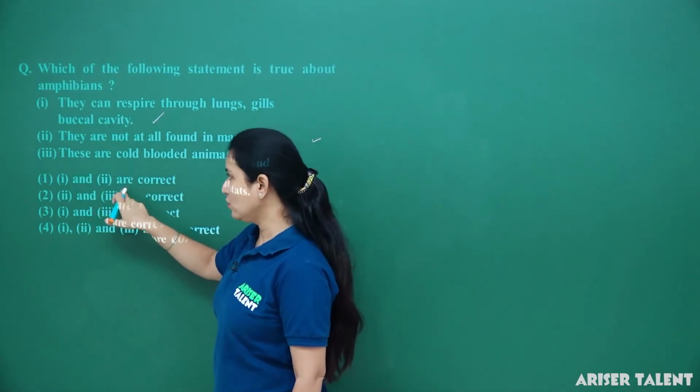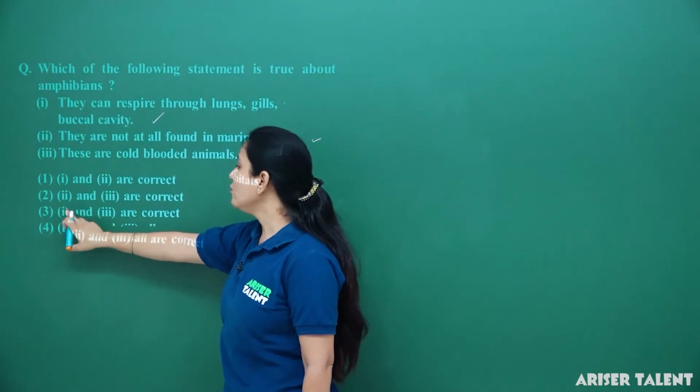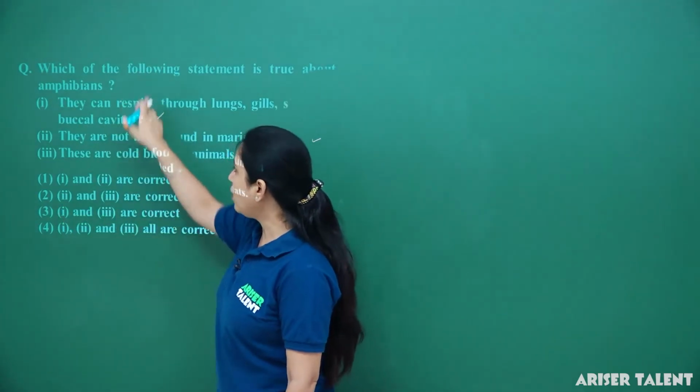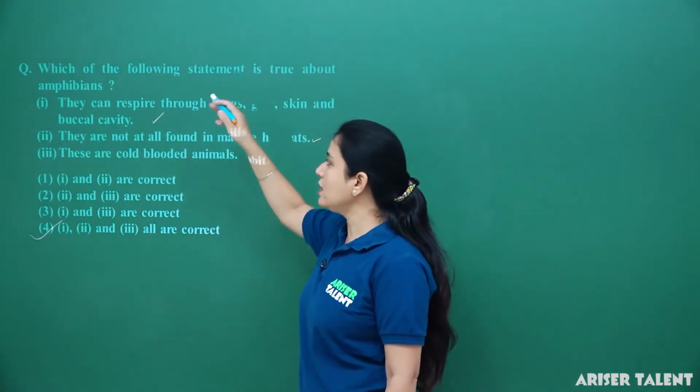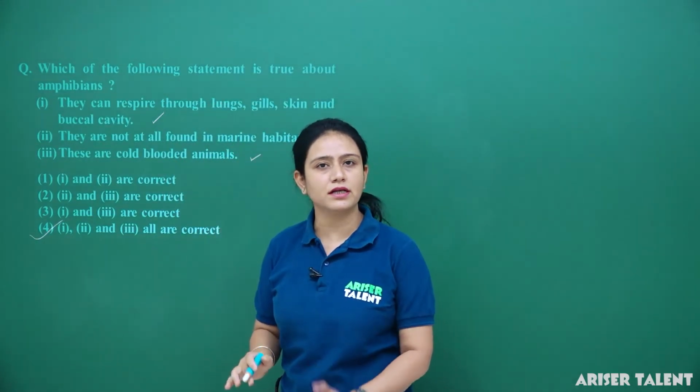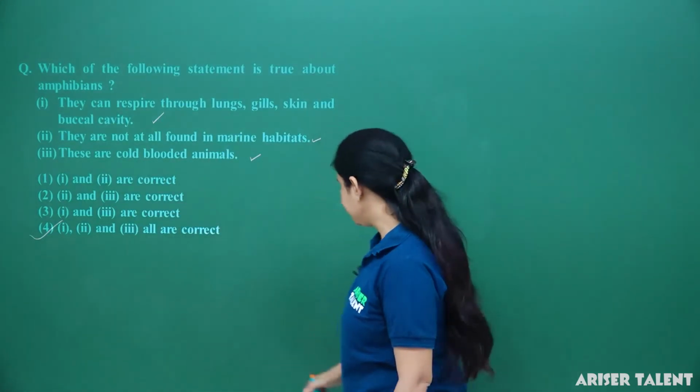1 and 2 are correct? No. Third is also correct. Second and third are correct? No. 1 is also correct. First and third are correct? No. All these 3 are correct. So option 4 is the correct option, that is first, second and third. All these statements are correct because these are the features of amphibians. Clear?